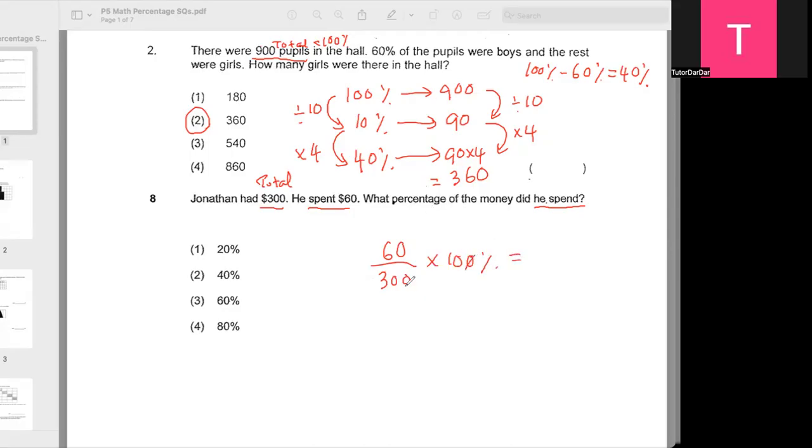So this 0, this 20, and this 20 cancel. 3 divided by 3, 1. 6 divided by 3 is 2. Then this is 0. So you get 20%. The answer is 1.